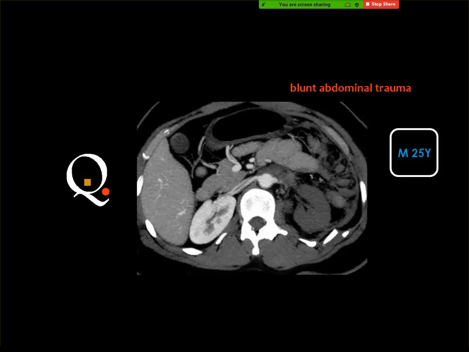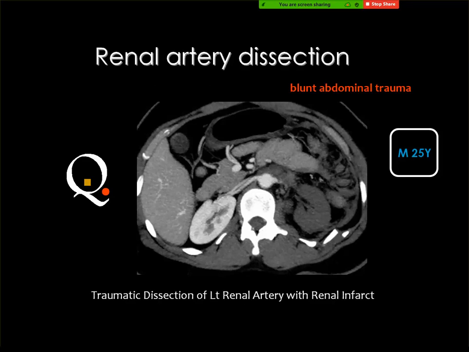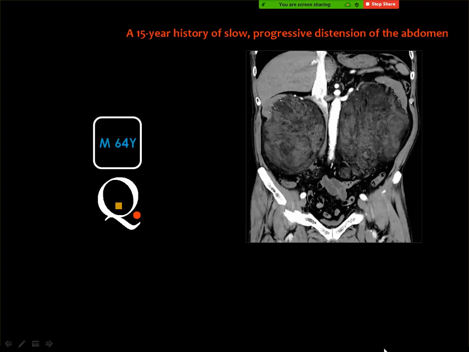Ischemic kidney. Avulsion. Yes, and this is avulsion of the left renal vascular pedicle on the left side with dissection of the right renal artery. See the dissecting intimal flap. Both conditions are due to the traumatic insult.